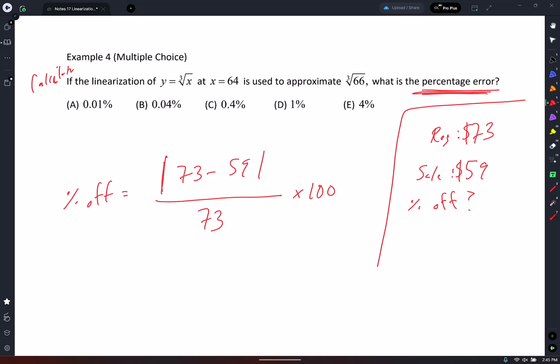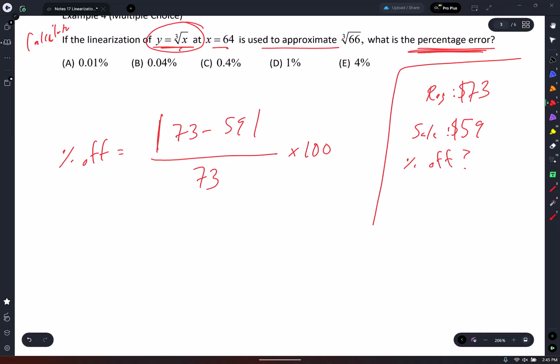If the linearization of y equals the cube root of x at x equals 64 is used, see, they're already telling you this is my model. So let's find, what do I need for a tangent line? A point and a slope. So let's find the point, plug in 64. The cube root of 64 is 4. 4 times 4 is 16, 16 times 4 is 64. On the calculator, you either do cube root of 64 or 64 to the 1/3. It's the same thing. Now I need my slope.